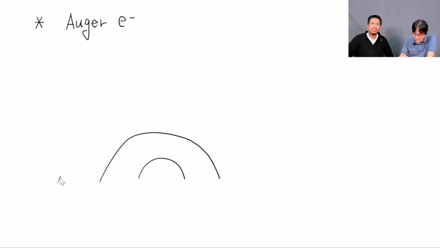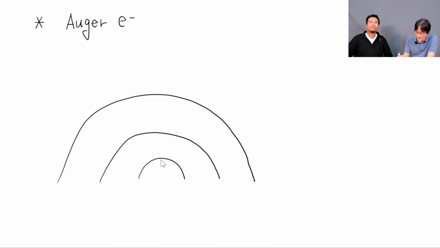Another orbital again. It's the K shell, and then the L shell, and then the M shell. Where is our target electron? In the K shell, right? It's the most difficult one to remove. But we need to remove this one.